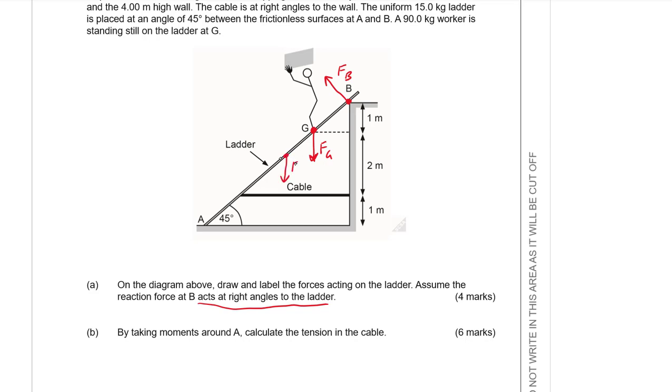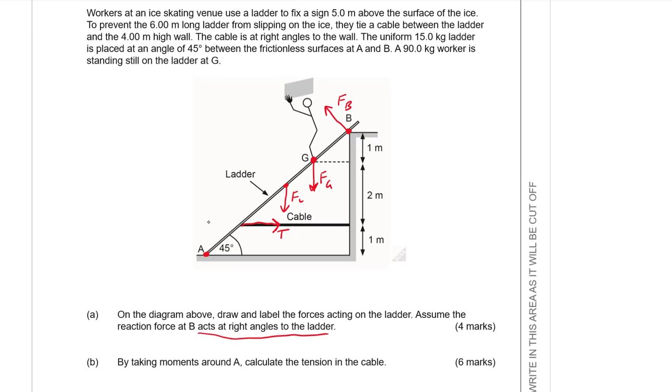I'm going to call that FL, and then I've got another force acting over here, and that is the tension in the cable. And then finally, there's another force here. Now, in a regular ladder question, you might be asked to work out what the angle is, but it specifically says here that it's an ice skating venue and it's a frictionless surface. So that would mean that the force from the ground is acting straight up, and I'll call that force at A.